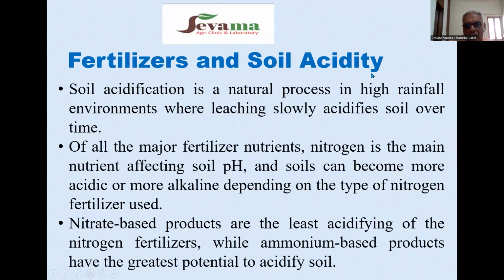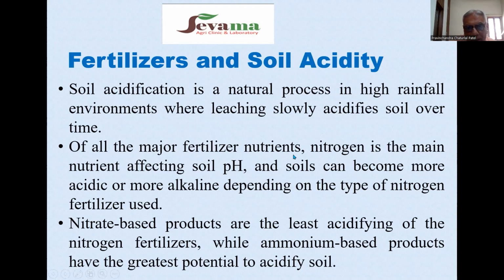Then, fertilizer and soil acidity. Soil acidification is a natural process in high rainfall environments where leaching slowly acidifies soil over time. So you will find acidic soil in high rainfall areas, because basic material has been washed out due to heavy rainfall. So in Assam and Himachal Pradesh, we have observed acidic soil.